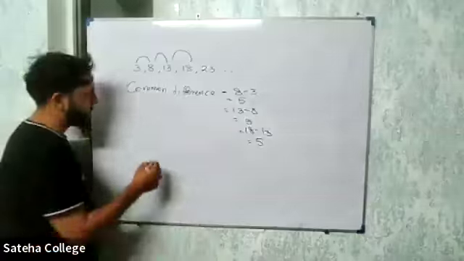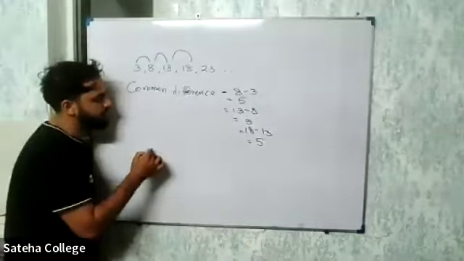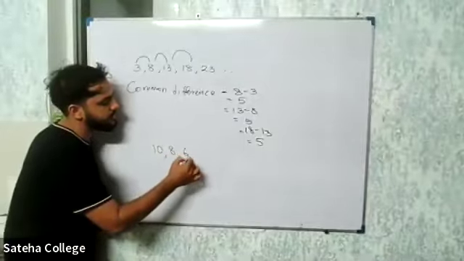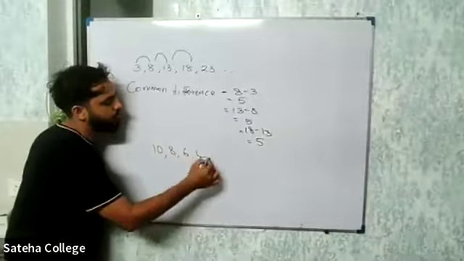We'll take another example. Let's say we have 10, 8, 6, 4, likewise. Can someone tell me what is the common difference here? Minus 2. Very good, minus 2, not plus 2. So always the number after minus the number before. So 8 minus 10, not 10 minus 8. That is minus 2. 6 minus 8, again minus 2.